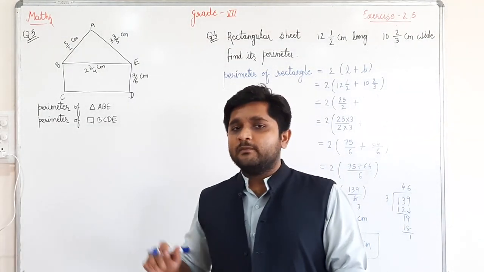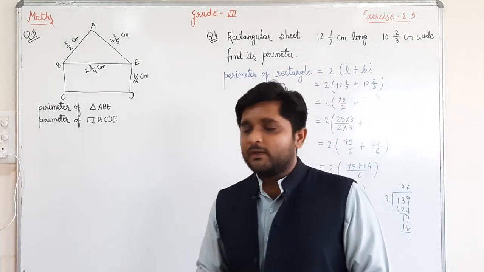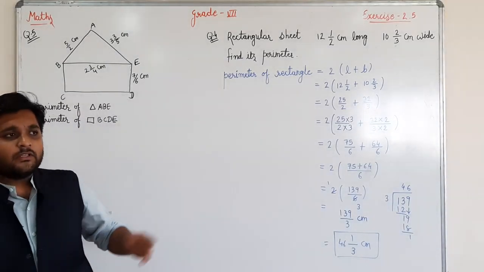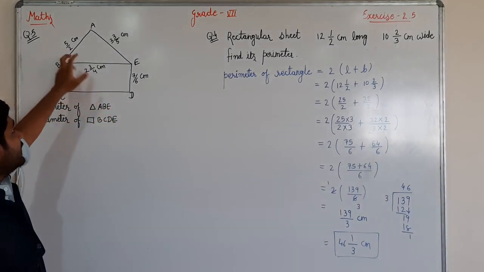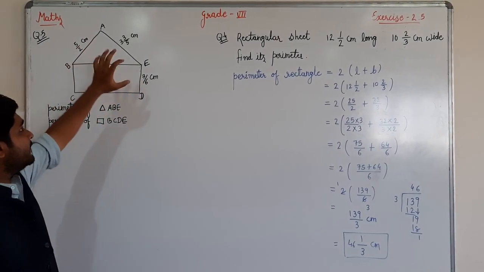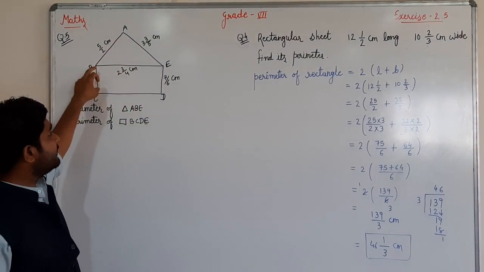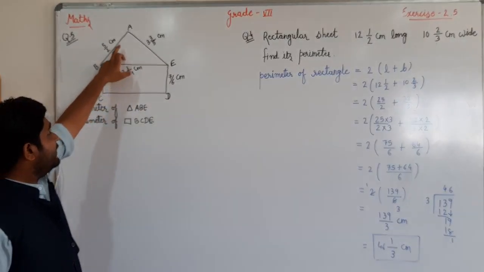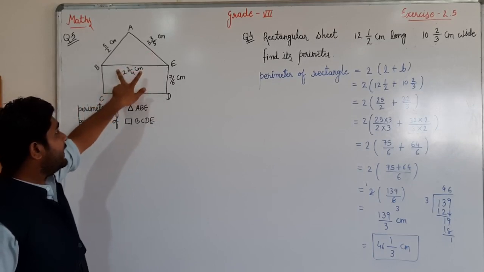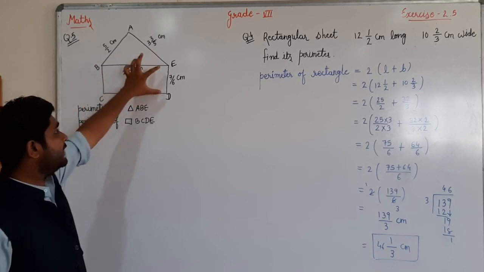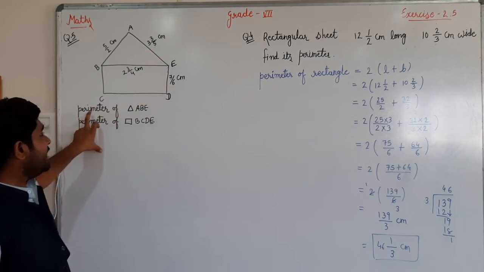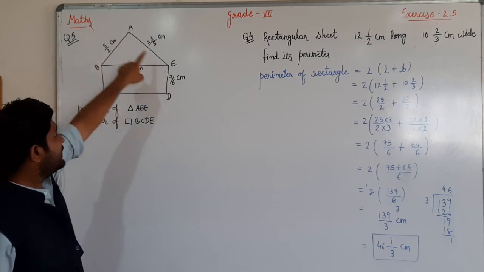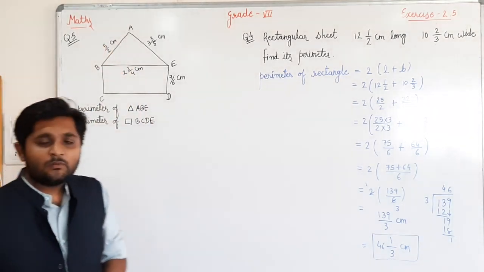So friends, let me see now question number 5. Question number 5 is already given on the board. In question number 5, one figure is given. This figure is A, B, C, D, E. In this shape, one rectangle and one triangle are together. This side and this side are given, and in the rectangle this side and this one are given. From this we have to find the perimeter of triangle ABE. We have to find the perimeter of this triangle.